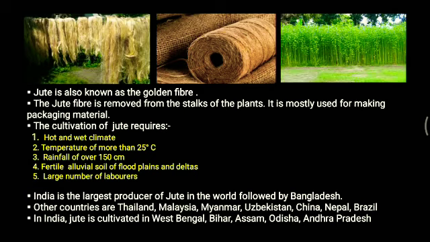India is the largest producer of jute in the whole world, followed by Bangladesh. Other countries that produce jute are Thailand, Malaysia, Myanmar, Uzbekistan, China, Nepal, and Brazil. In India, jute is mostly cultivated in West Bengal, Bihar, Assam, Orissa, and Andhra Pradesh. These are all the examples that we have about the fiber crops.